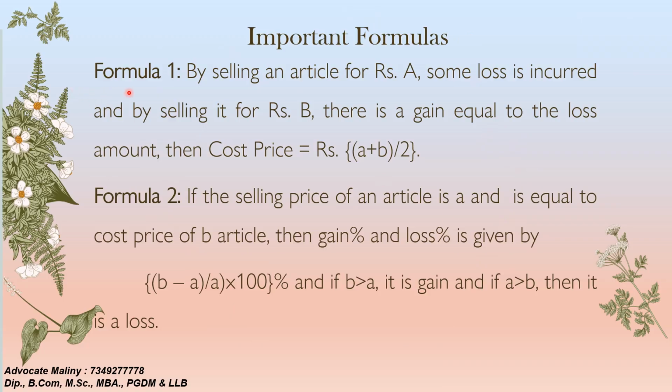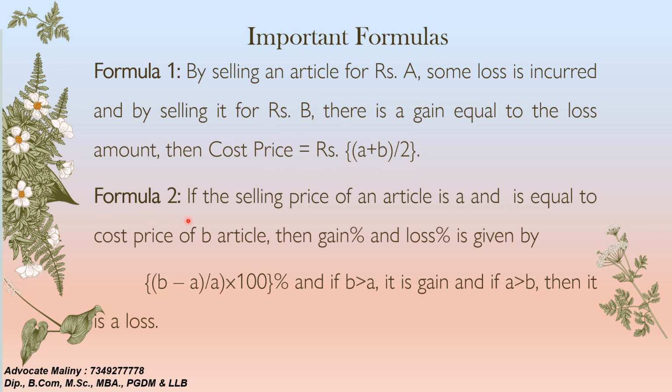So this is formula number 1. By selling an article for rupees A, some loss is incurred, and by selling it for rupees B, there is a gain equal to the loss amount. Then CP, that is cost price, is equal to rupees (A plus B) divided by 2. Here we have to understand that the gain amount and the loss amount are the same, but the selling price of two different articles is different. So to find the cost price, we have to use this formula.